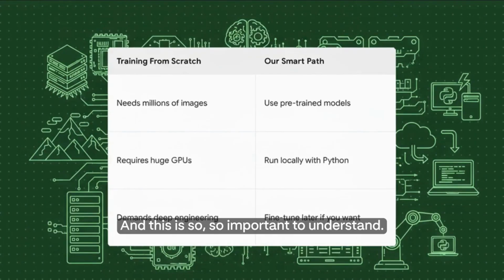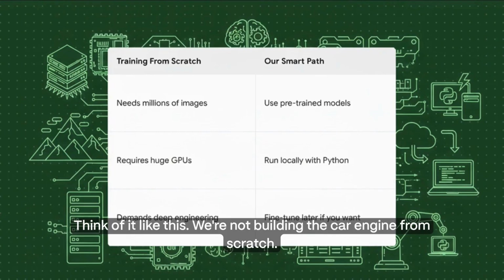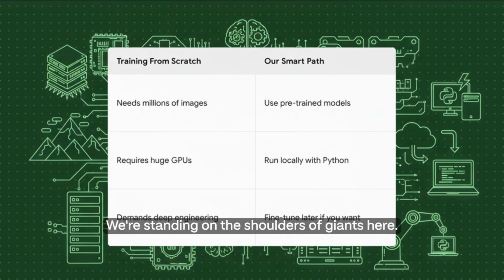And this is so important to understand. Trying to train one of these models from scratch? Forget about it. It's a massive undertaking. We're talking millions of images, crazy expensive computers. It's a job for huge tech companies. We're taking the smart path. Think of it like this. We're not building the car engine from scratch. We're taking a high-performance engine that's already been built and dropping it into a car we design. We're standing on the shoulders of giants here.